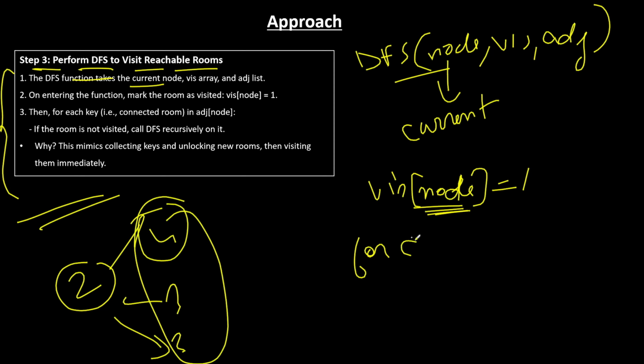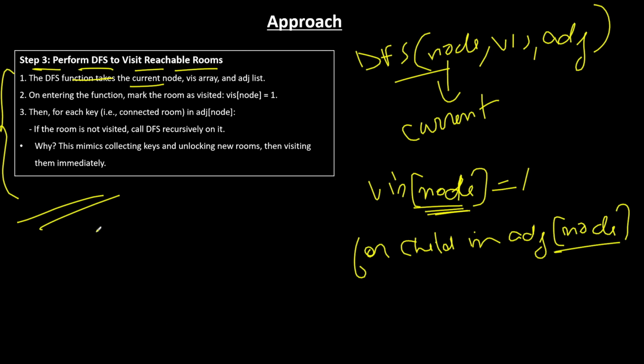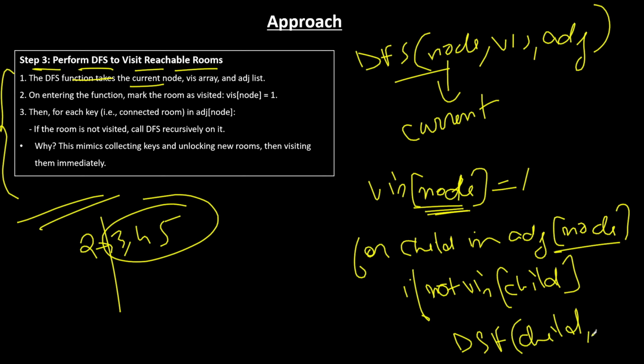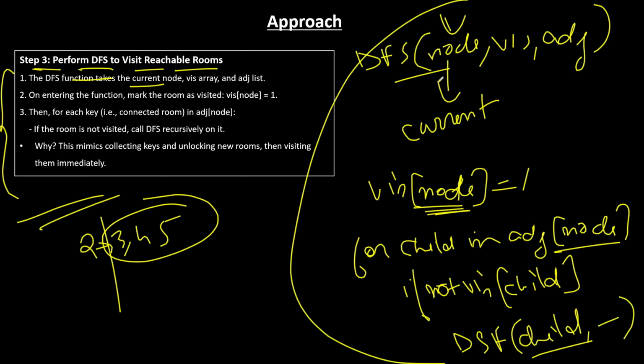For child in adjacency of node. So if you write adjacency of node, what do you get? It's simply like, if 2 is there, the adjacency nodes are 3, 4, 5, right? So you are traversing these now. And if that child is not visited, you call the DFS again and pass the child here along with the other parameters. So this child goes up and again becomes the current node.